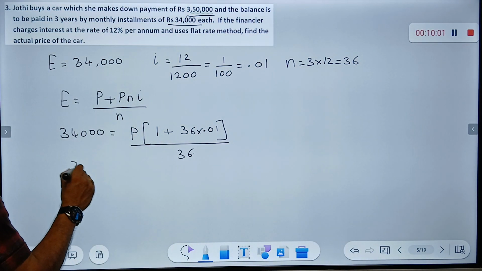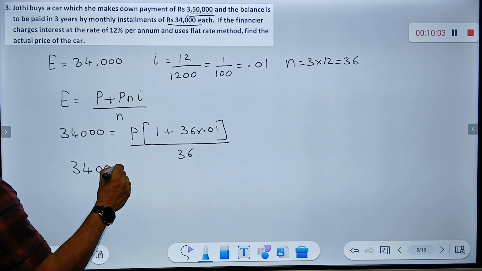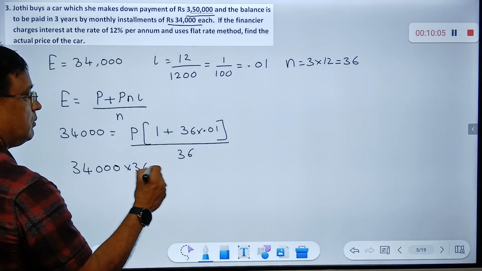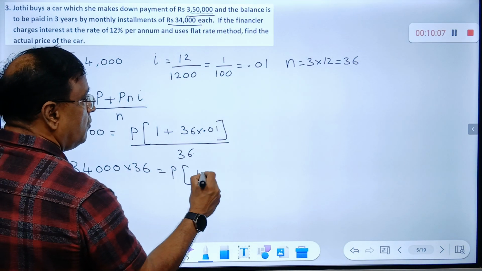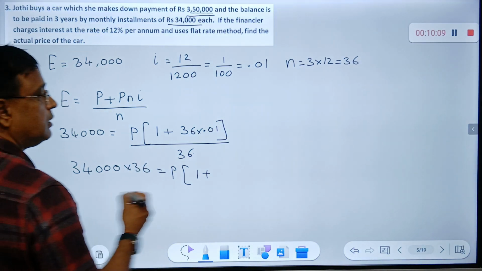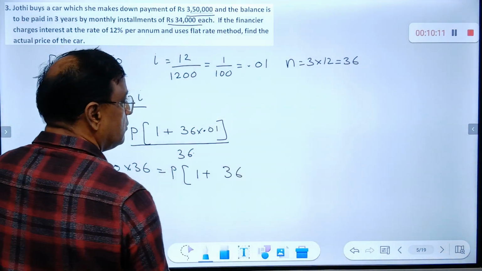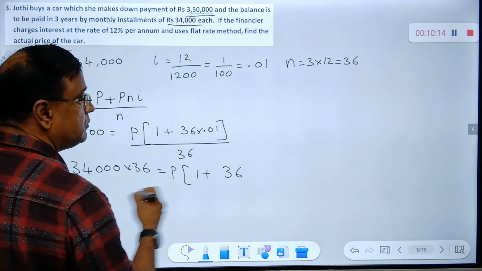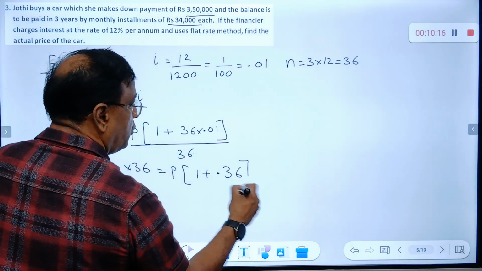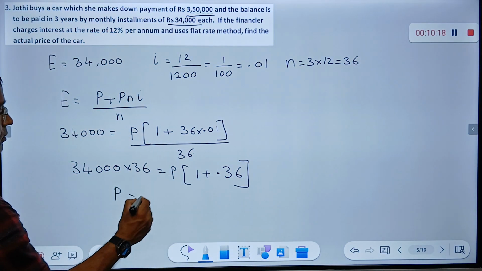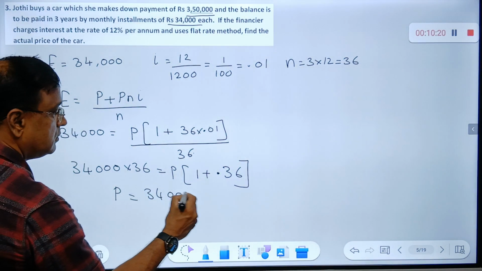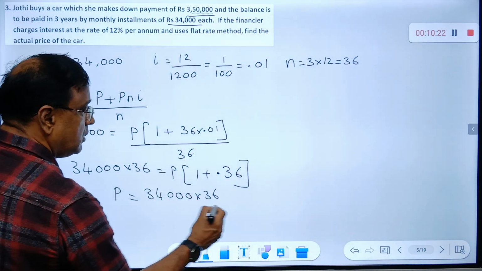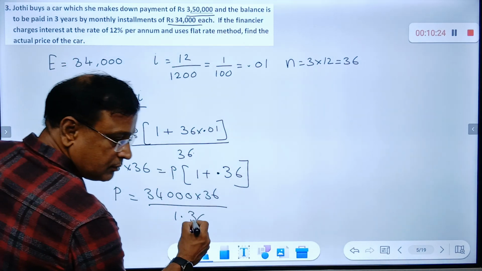So this is 34,000 into 36 equal to P into 1 plus, if you multiply this, what do you get? You get 0.36. 36 and 1 is this, so it is 1.36. So what is P equal to? 34,000 into 36 by 1.36.